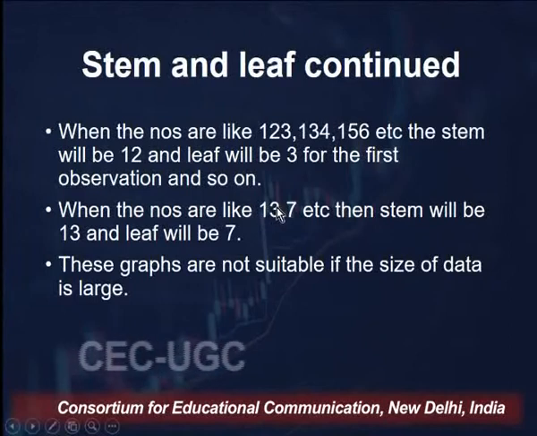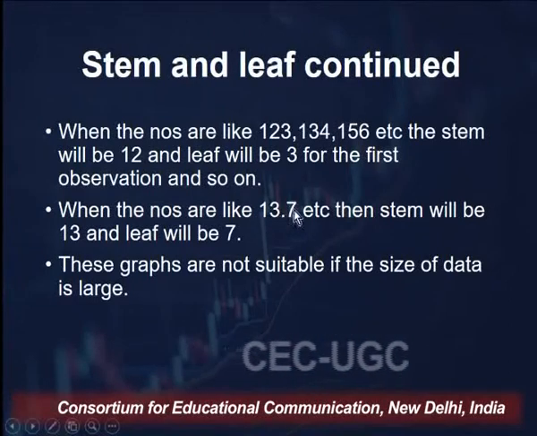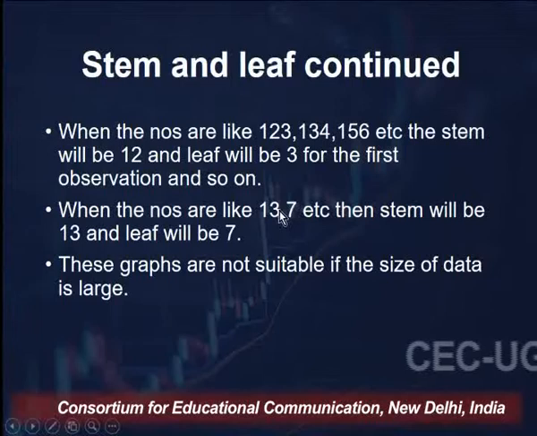Now, another type of numbers, the numbers with decimals. If they are there in the data, then how do we represent them? So, suppose the observation is 13.7, then the number before the decimal becomes the stem and the number after the decimal will become the leaf.